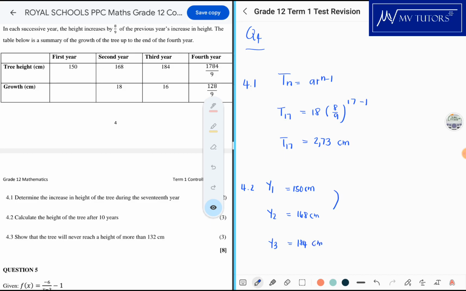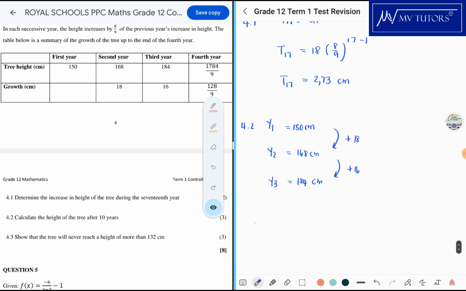All right, so we had to add 18, there we added 16. And we go on and on and on. So basically, ultimately, I'm going to add to 150, and 150 was for year 1. So how many years are we left with? We are left with 9 years. So I need to sum up all the growths, okay? So the sum of 9 years of growth, that's what I need to do.